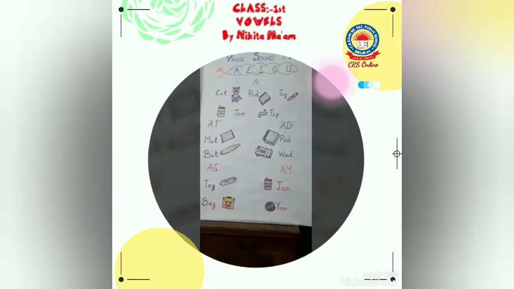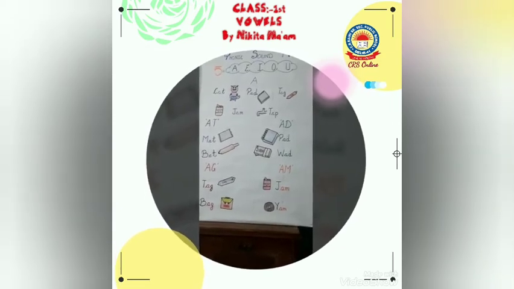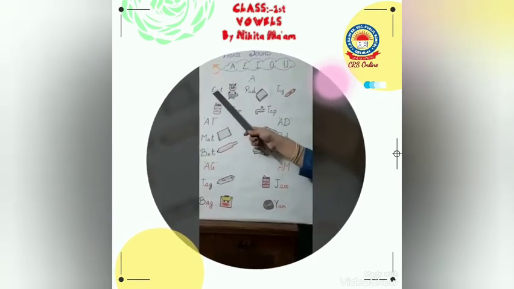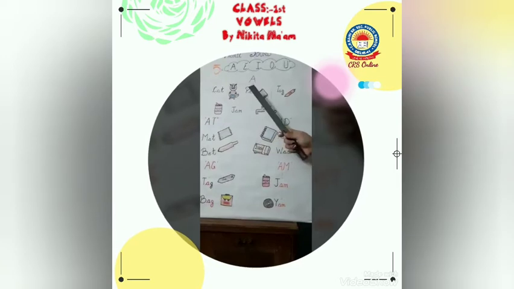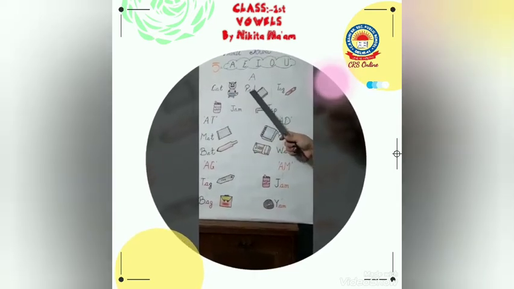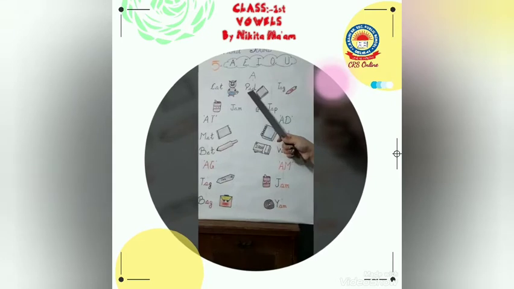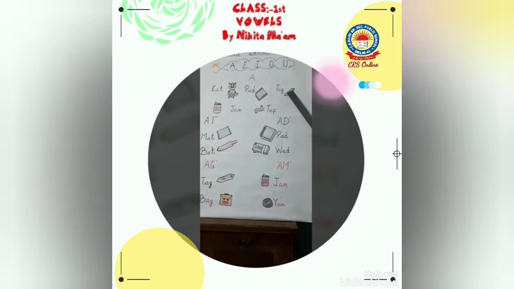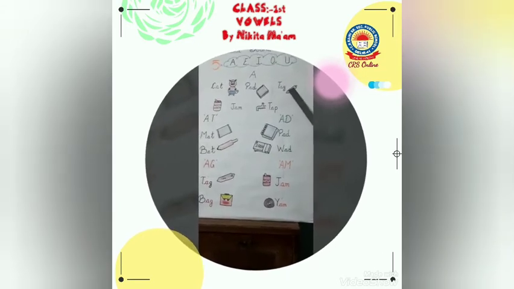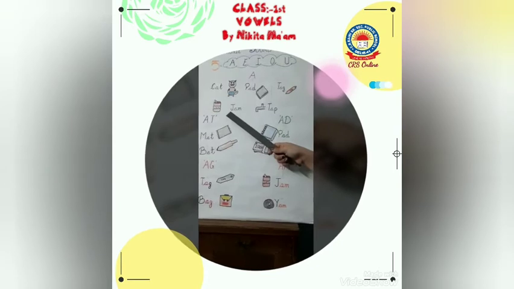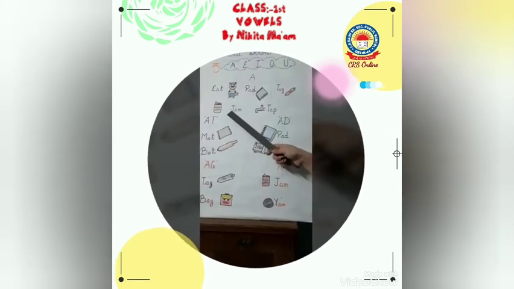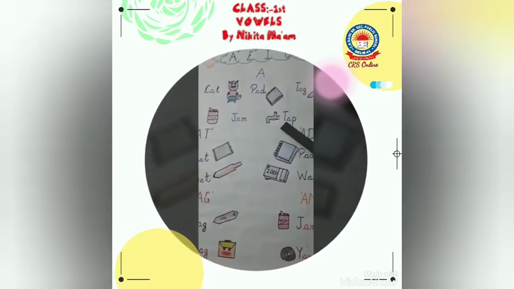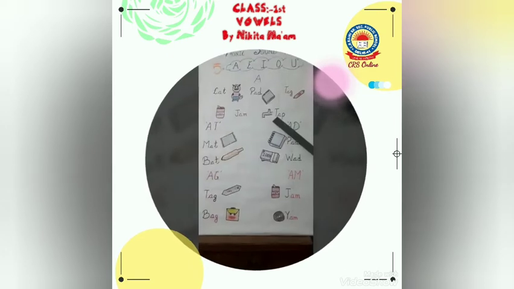The first word is C A T, cat. Second is P A D, pad. The third word is T A G, tag. The fourth word is J A M, jam. The fifth word is T A P, tap.